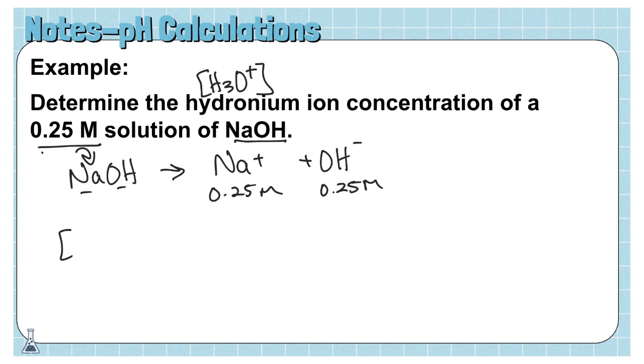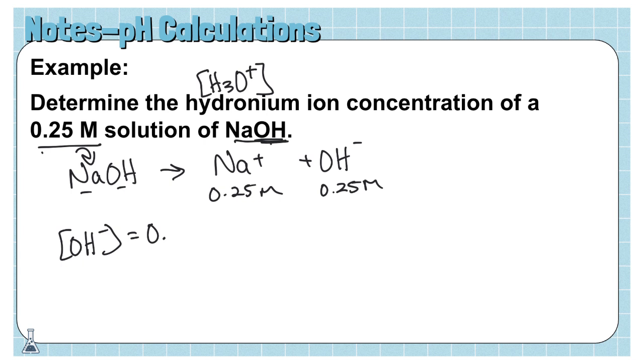So my hydroxide ion concentration will be equal to my concentration of sodium hydroxide. So if you are given the concentration of either the base, which is NaOH, or an acid, you can assume for this that the concentration of the base will be the concentration of the hydroxide ion.